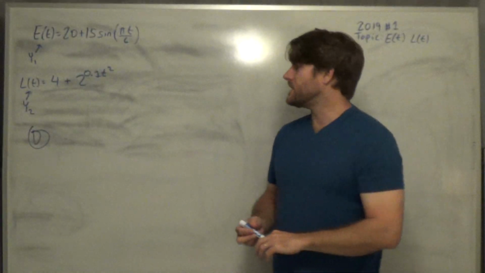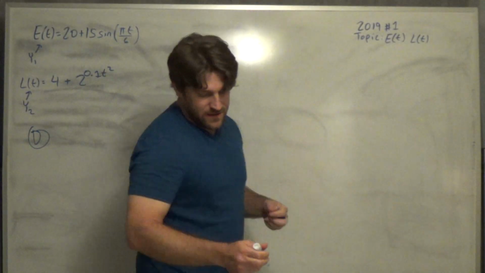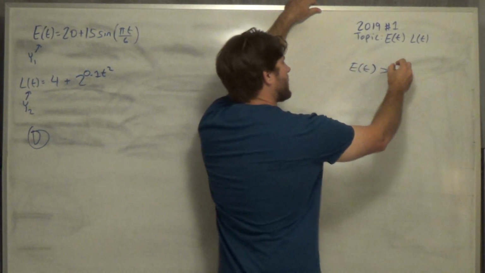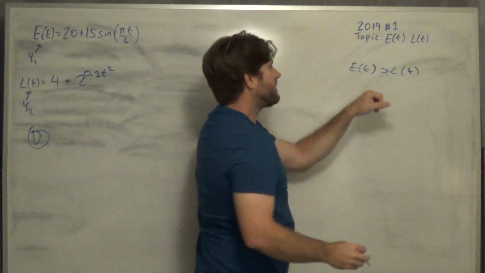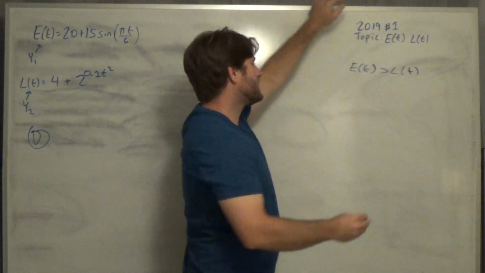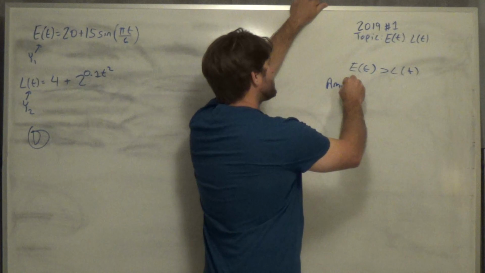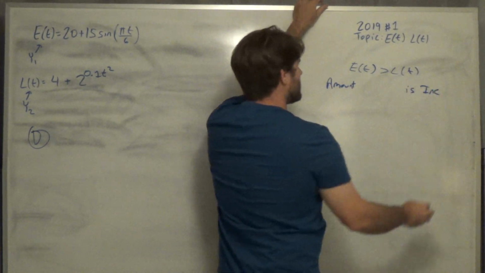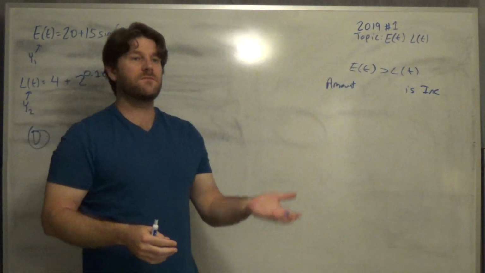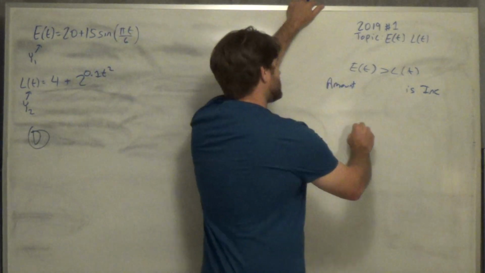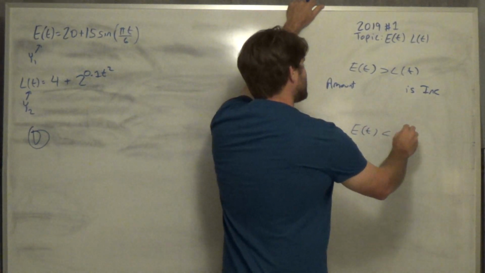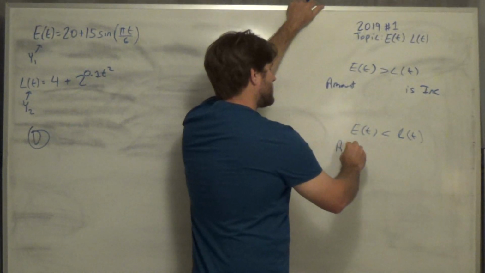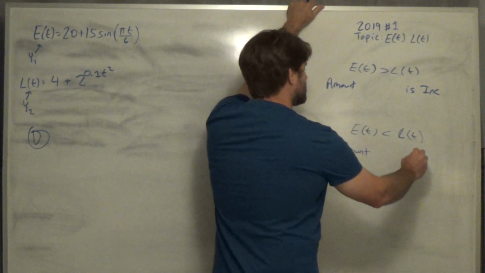Now, here is what I did. I looked at E(t) and L(t), and we've talked about this before. If E(t) is greater than L(t), if the entering rate is greater than the leaving rate, the amount is increasing. If things are entering faster than they can leave, the amount of fish is increasing. And if it's the other way around, if E(t) is less than L(t), meaning the leaving rate is greater, then the amount is decreasing.